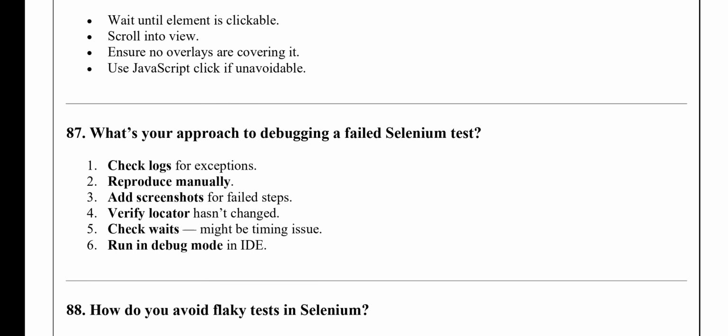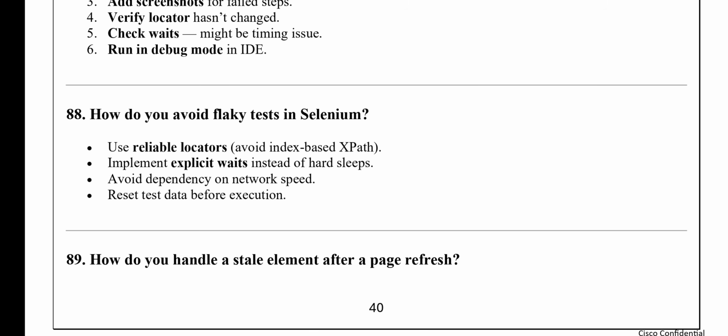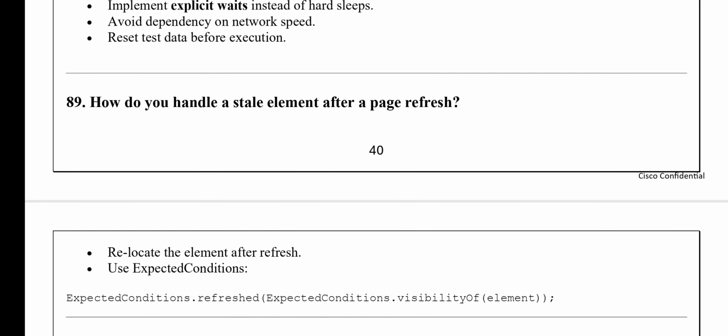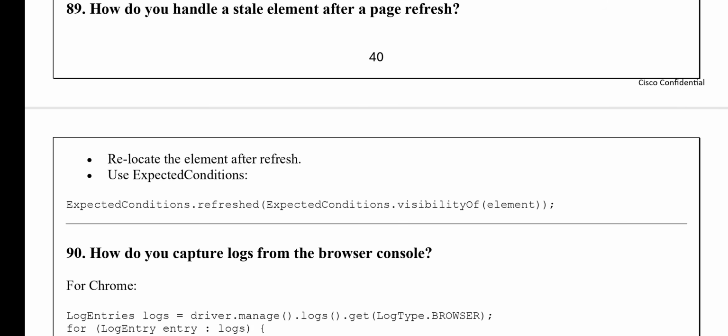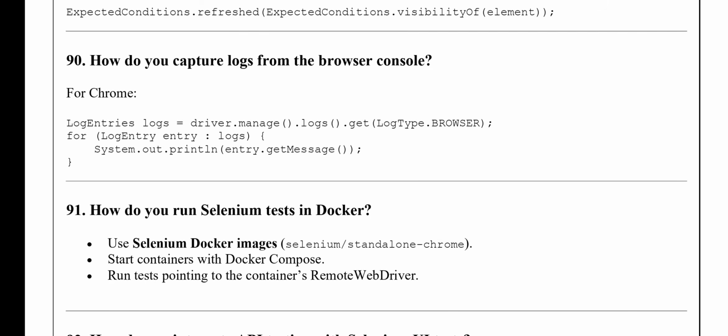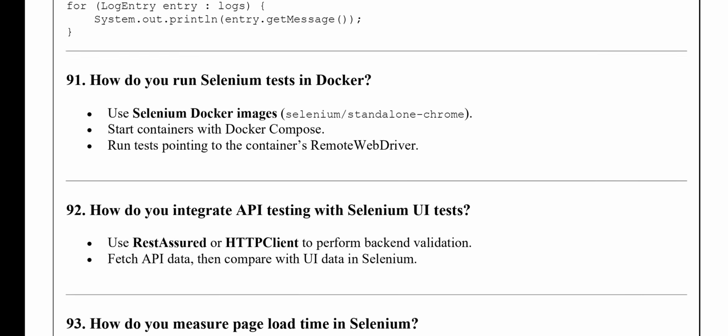What's your approach to debugging a failed Selenium test? How do you avoid flaky tests in Selenium? How do you handle a stale element after a page refresh? How do you capture logs from the browser console? How do you run Selenium tests in Docker?